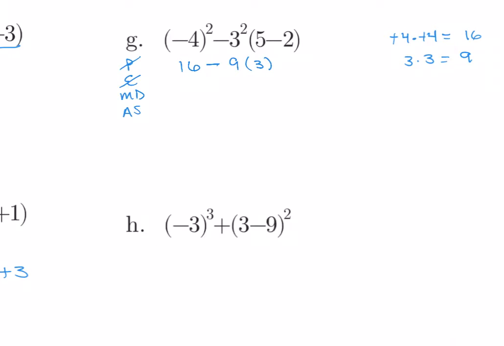All right, the next thing we want to do is our multiplications and divisions. 9 times 3 is 27. I'm going to keep my minus sign. And then finally, additions and subtractions. 16 minus 27, we have different signs. So we're going to subtract, keep the sign of the larger number, and we get -11.